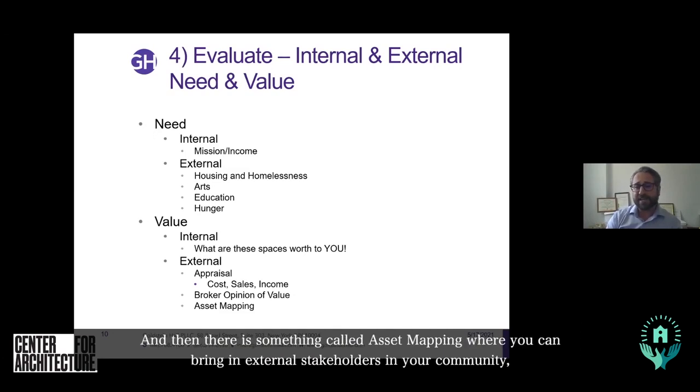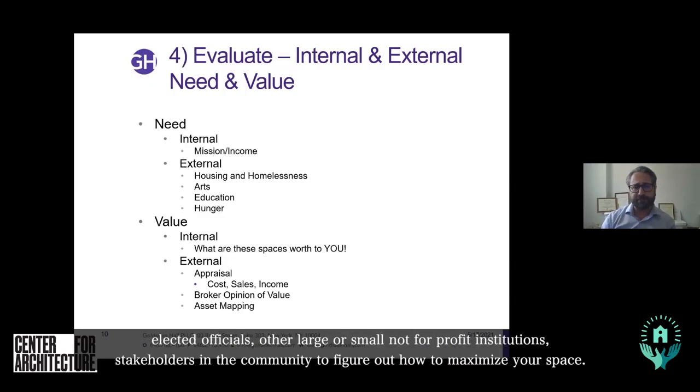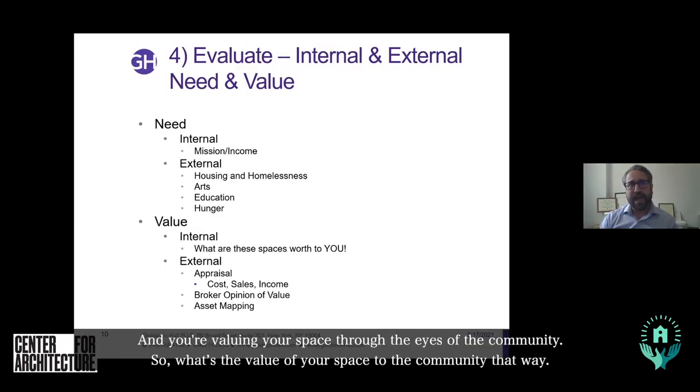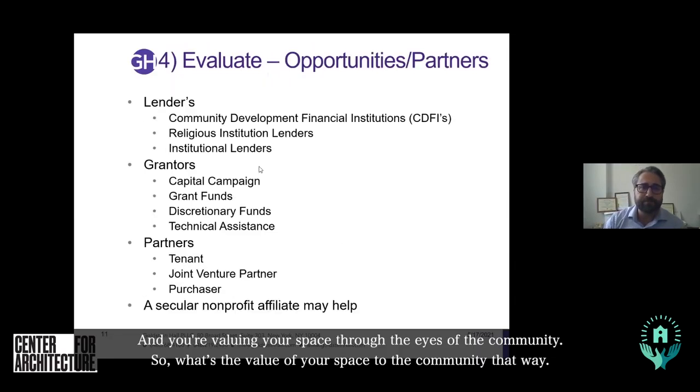And then there's something called asset mapping, where you bring in external stakeholders in your community, elected officials, other large not-for-profits and institutions to figure out, and could be small, but just stakeholders in the community to figure out how to maximize your space, and really you're valuing your space through the eyes of the community. So what's the value of your space to the community that way?